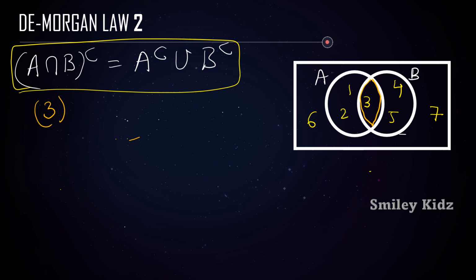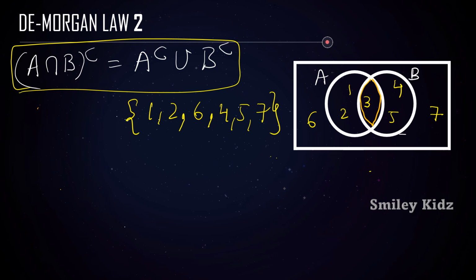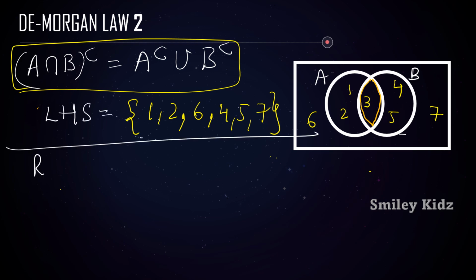Now complement of 3. What is complement of 3, everyone? Every other region except 3. Now what does that mean? 1, 2, 6, 4, 5, 7. Alright. Every other region except 3. Now this is my LHS. I'll simply put this aside for a while. Let me try to focus on RHS now.